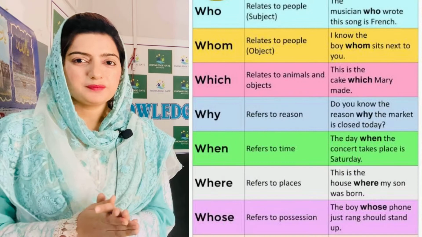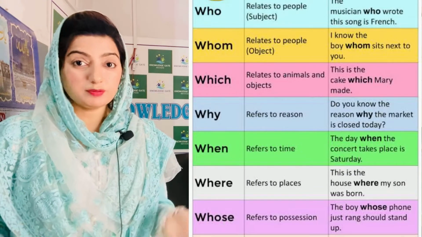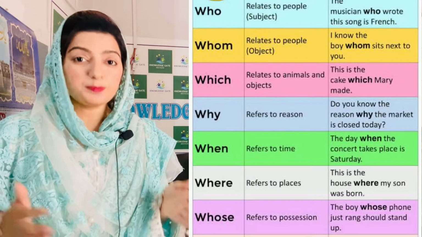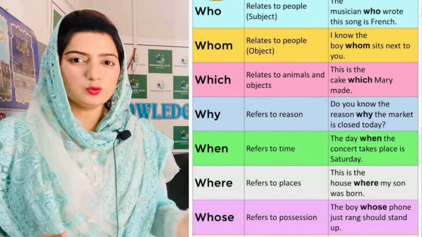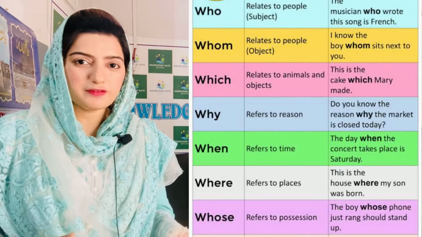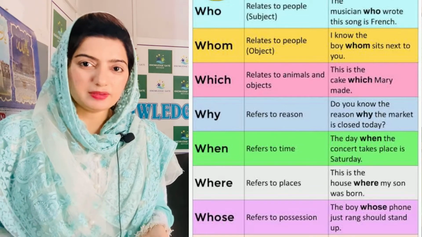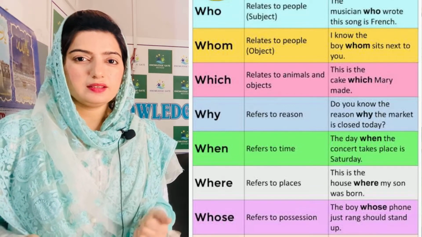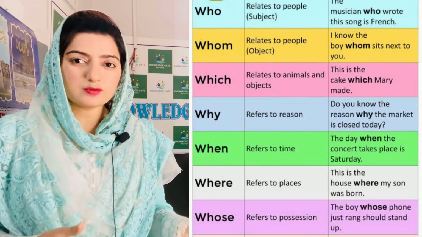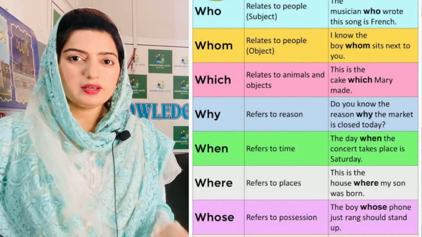For example, a person who loves nature is a good person, who relates to people. Likewise, our school, which was founded in 1995, is being renovated, which relates to animals and objects. This is the house where my son was born, which refers to places.